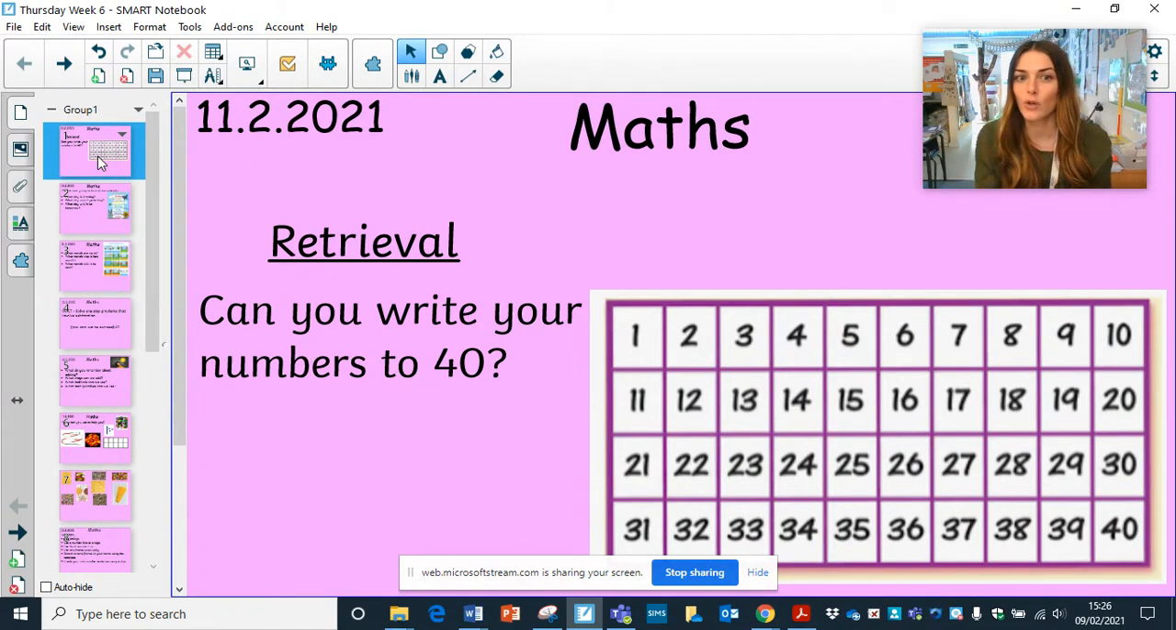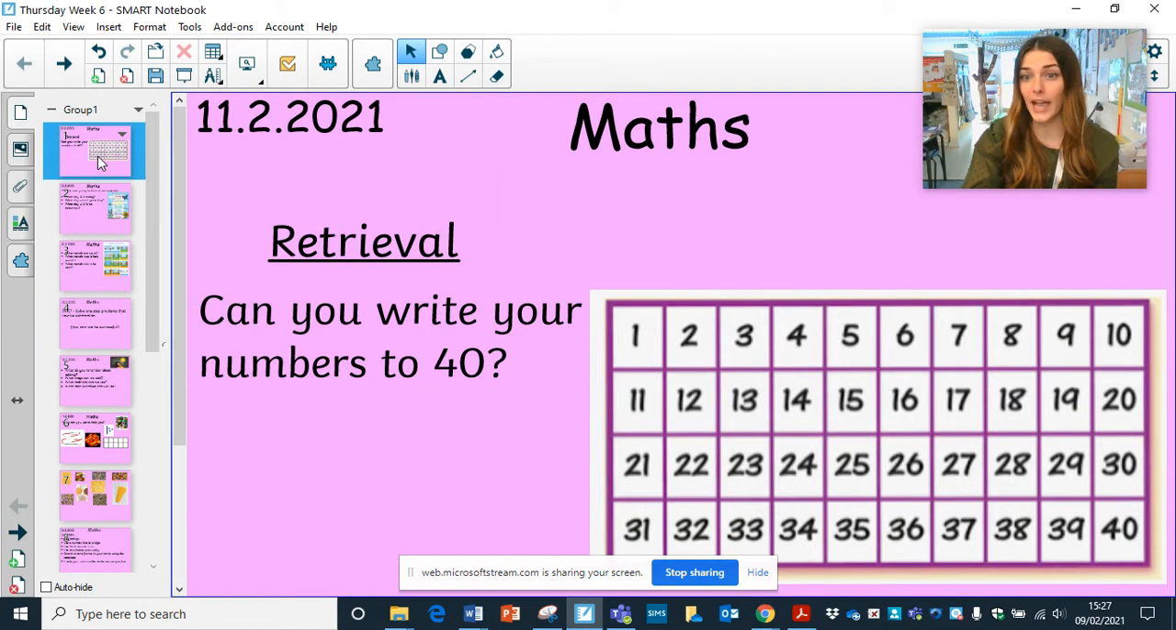So for your retrieval, you'll recap some previously learned skills, knowledge and understanding. Can you write your numbers to 40? Be really careful with your number formation, especially on those teen numbers, 13, 14, and which way the numerals and digits go in those numbers.